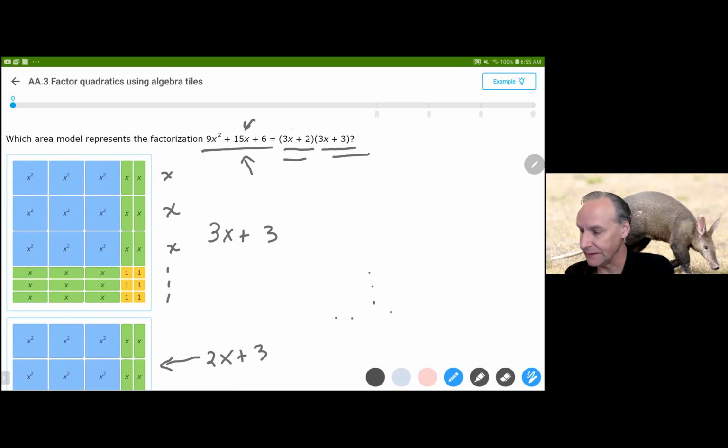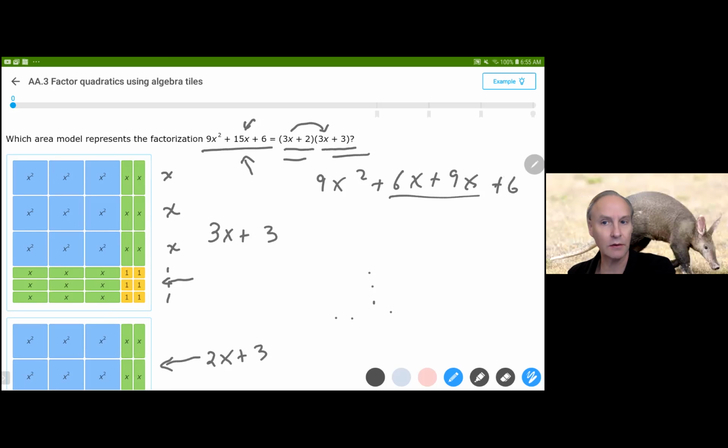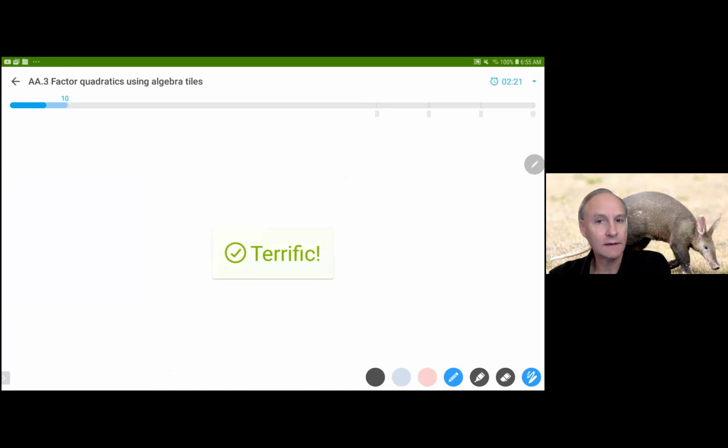And if we multiply these two, we can see we get the 9x squared. We have a 6x and a 9x on the inside, which gives us our 15x. And our last term is the plus 6, which is modeled down here, that you can see those yellow single unit squares. Anyway, there it is. It's the first one. Now let's see if we can read the rest.